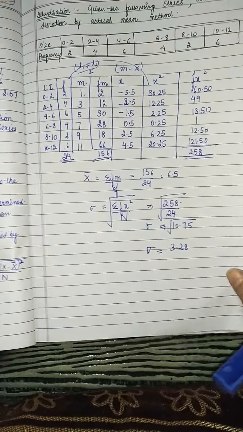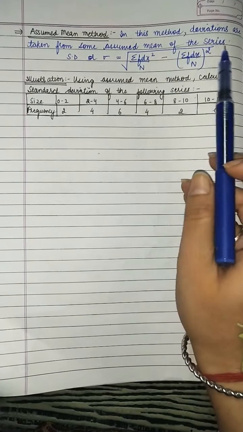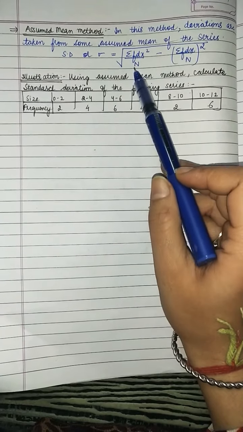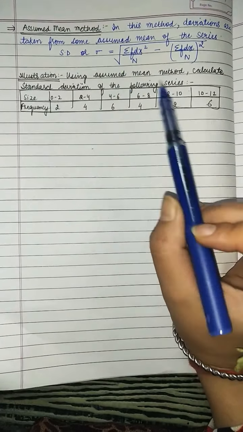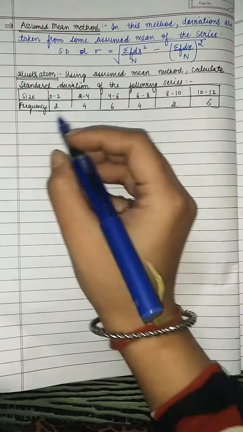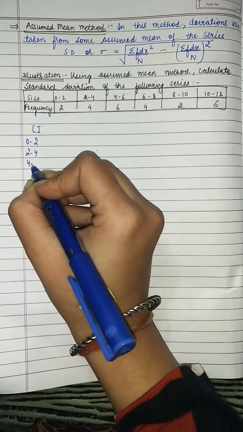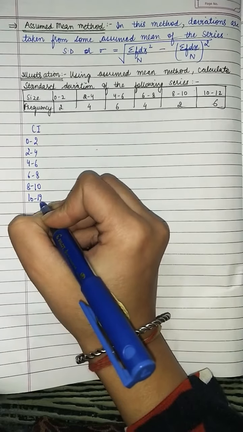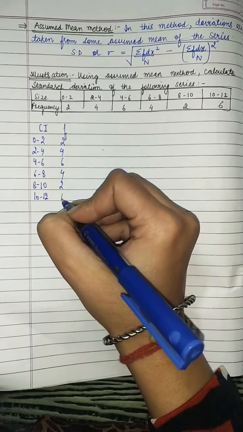Next, we proceed with the assumed mean method. In this method, deviations are taken from some assumed mean of the series. The formula is the under root of summation of f dx square upon n minus summation of f dx upon n, whole square. This is a continuous series, so firstly write the class intervals 0 to 2, 2 to 4, 4 to 6, 6 to 8, 8 to 10, 10 to 12. Then write the frequencies 2, 4, 6, 4, 2, 6.